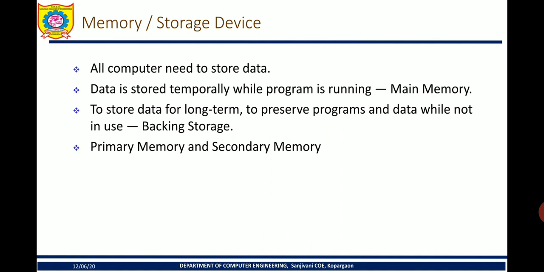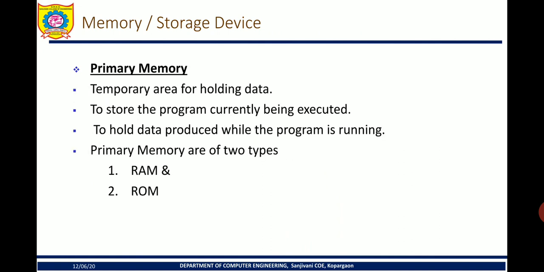So those are banking storage, right? Memories are divided into two parts, primary and secondary, as I have told you. Primary is anything that stores data temporarily, right? It is a temporary area for holding data and the program which is currently being executed, and for holding data produced while the program is running.